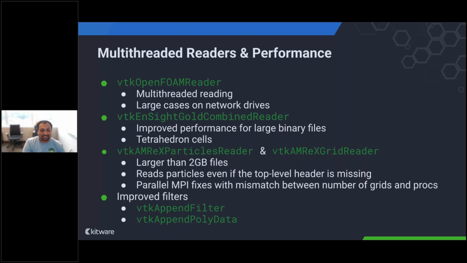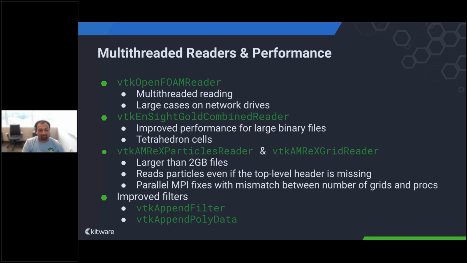The Ensight reader can now read really large binary files at a much faster frame rate, as well as it has improved cell creation for n-phase tetrahedral cells. The AMReX particles reader as well as writer has been improved so that it can load files larger than 2 GB. It was a memory limitation because it was using, I believe, a 32-bit format. It has since been upgraded to a 64-bit format, as well as it can now continue reading, and it no longer seg faults when the top-level header is missing.